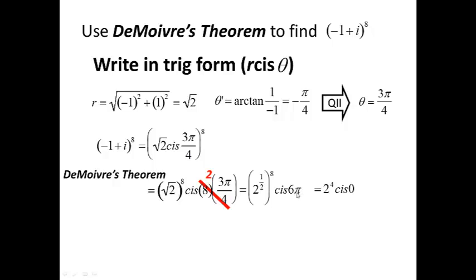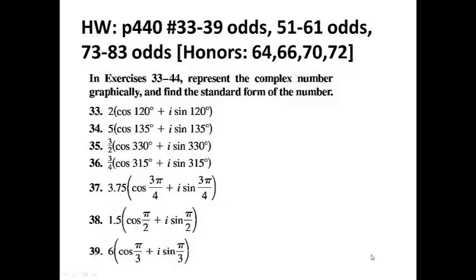6 pi is just going around the circle 3 times, right? Subtract 2 pi, you subtract it 3 times and you get 0. So it's 2 to the 4th power times cis of 0 radians. And cosine of 0 and sine of 0 are 1 and 0. And 2 to the 4th power is 16. Distribute the 16, and I get 16 plus 0i.